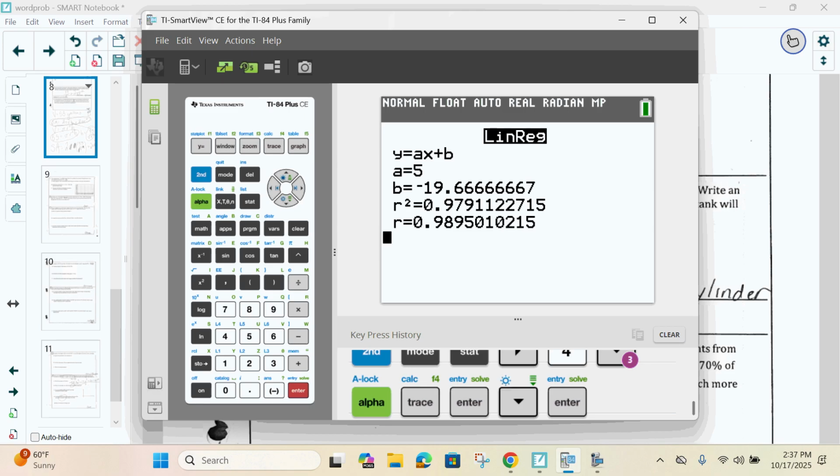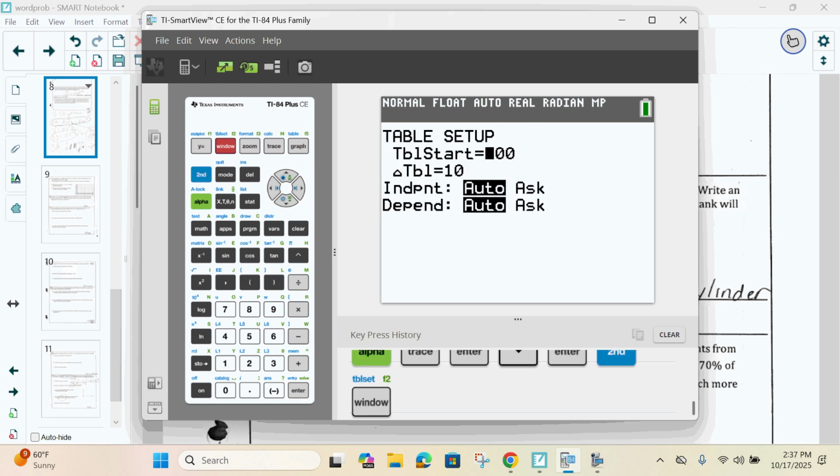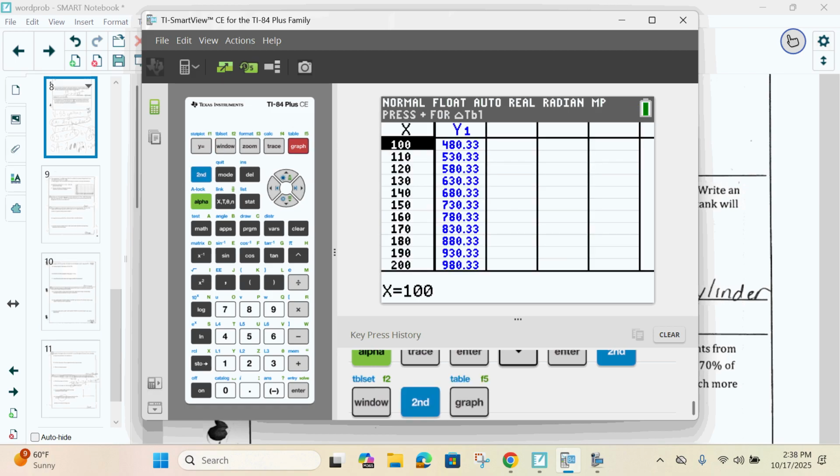But when we try to predict for 100, if I go second window and put my table start at 100, I just don't want to hit the down arrow or up arrow. Then I go to my table, it's predicting that a 100-sided polygon has 480 1/3 diagonals. You're going to see that is actually way off. It's like 4,000 something. Okay?